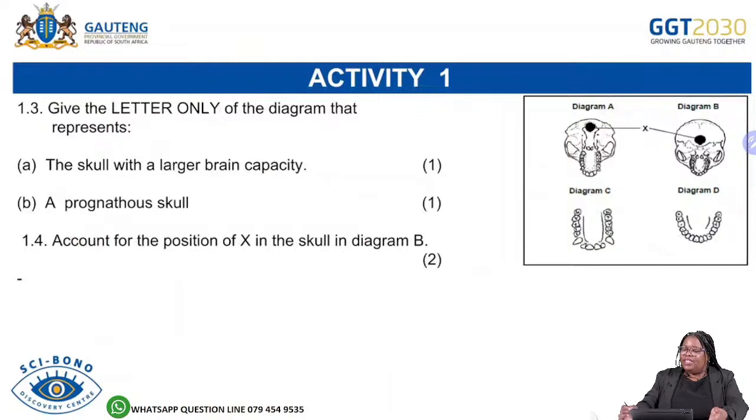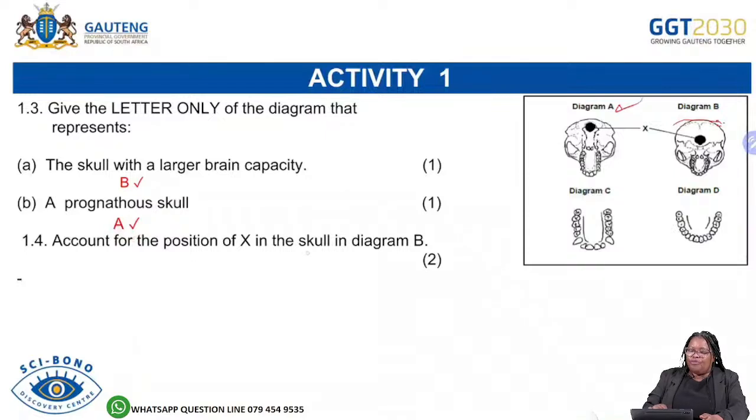We continue with this activity. Give a letter only of the diagram that represents, okay? A, the skull with a larger brain capacity. You having diagram A and B, don't forget, we're still on that diagram. Give the letter only. The skull with a larger brain capacity. Comparing the two, B has got larger brain capacity. Now, give a letter of the diagram that represents a prognathous skull. So with a prognathous skull, we've said it's A. Remember, we spoke about prognathous, and we've said humans are non-prognathous, flat face, remember?